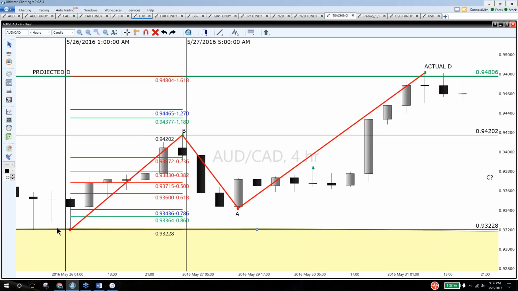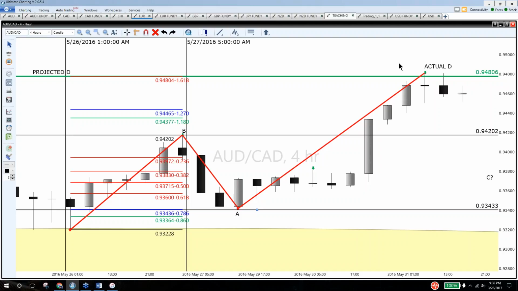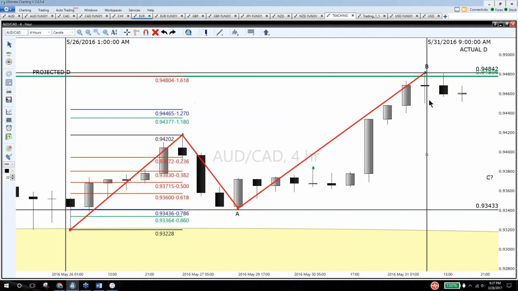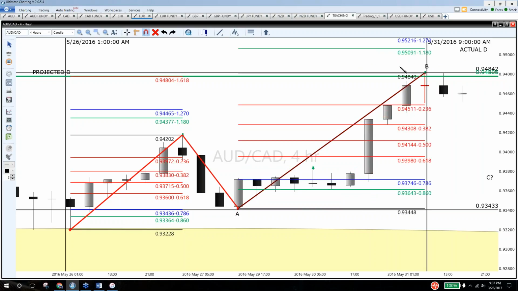The D becomes a new B. The actual D, right, becomes a new B. Right? And I can draw a new Fibonacci. And I'm going to go once again from A to B. So from my A to the B, I've got my brand new Fibonacci in place.